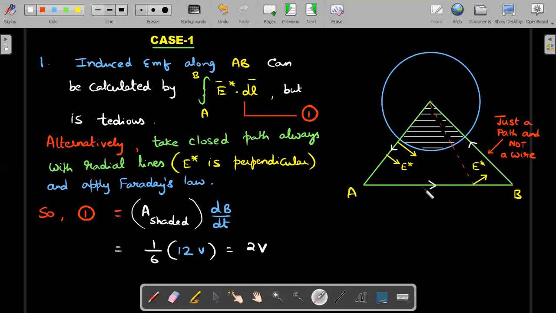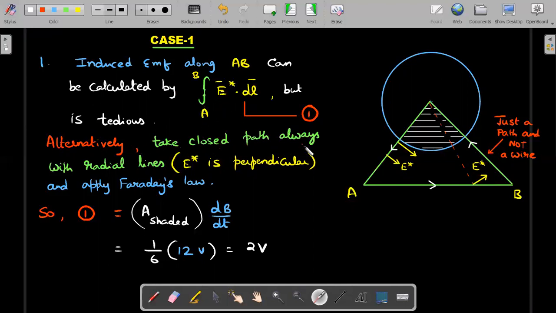But it is tedious. Why is it tedious? Because when I try to travel along this AB line, the electric field would be perpendicular to the line joining the center to this point. Remember the tangential field lines? So E stars won't be along this green line. If I were to perform this integration, I should have taken the dot products of E bars dot DLs, and those angles will keep changing, magnitudes will keep changing, making it very difficult. I'm not saying impossible, but doing the integration should be avoided.